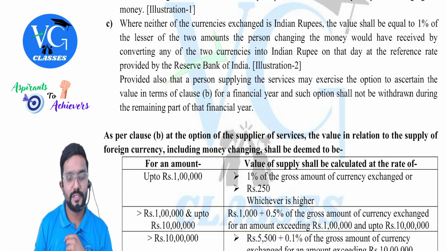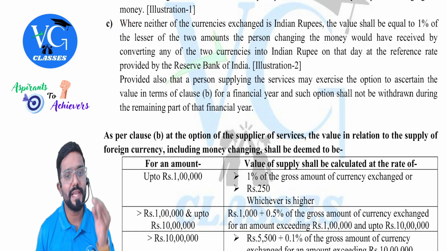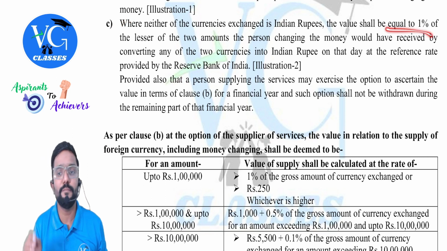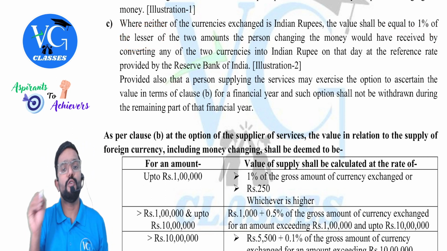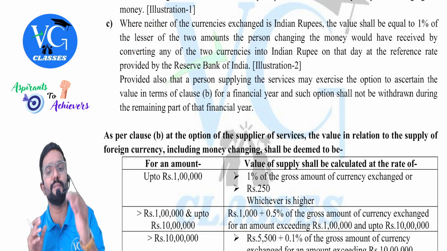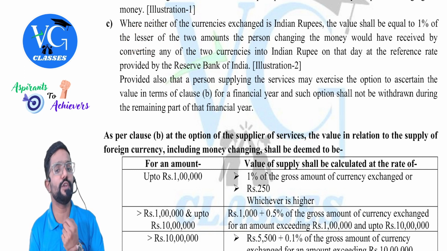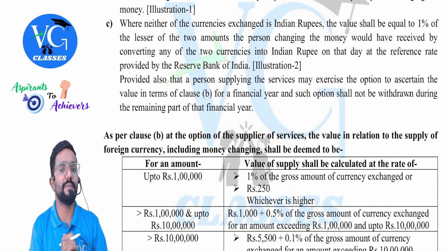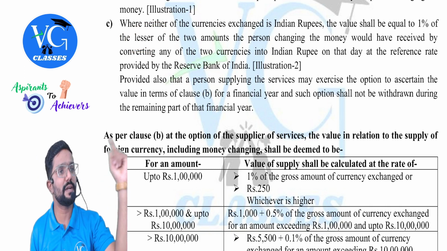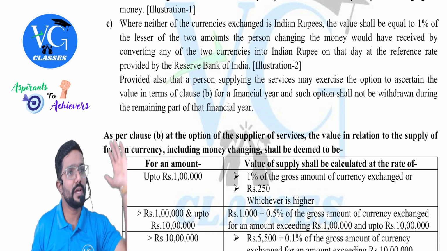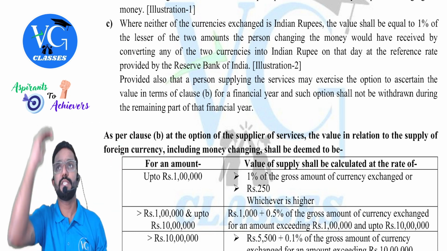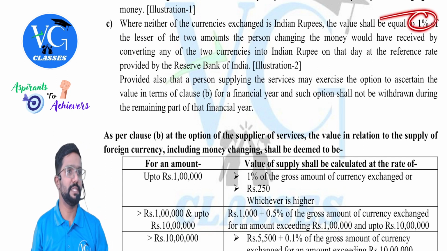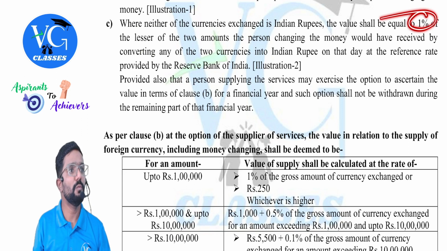Okay, sir. Chalo, let me read. C point. Where neither of the currencies exchanged is Indian rupees, the value shall be equal to 1% of the lesser of the two amounts the person changing the money would have received by converting any of the two currencies into Indian rupee on that day at the reference rate provided by Reserve Bank of India. Simple, guys. Convert Australian dollar also into Indian rupees. Convert Singapore dollars also into Indian rupees. Check whichever is lower. On that you need to take 1%.